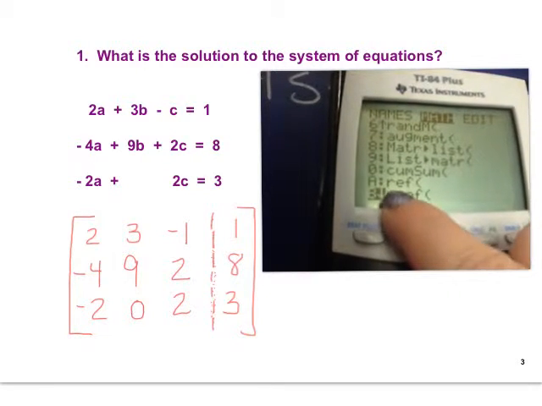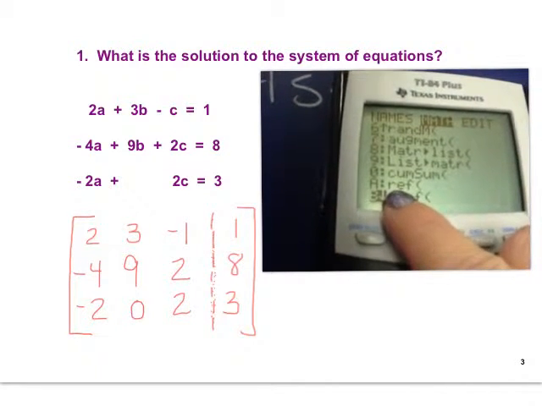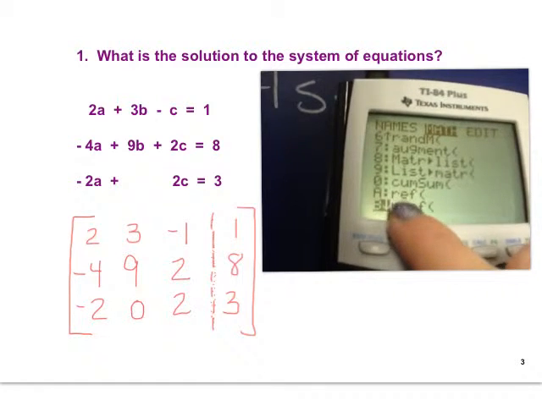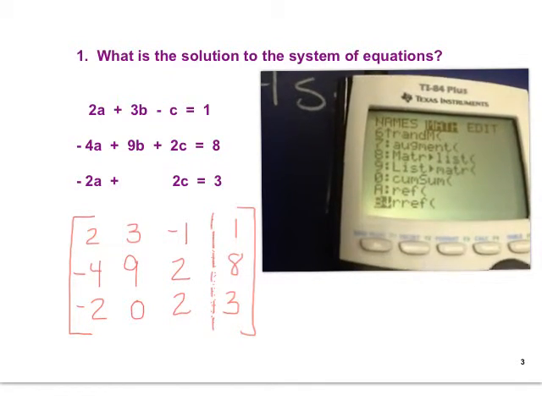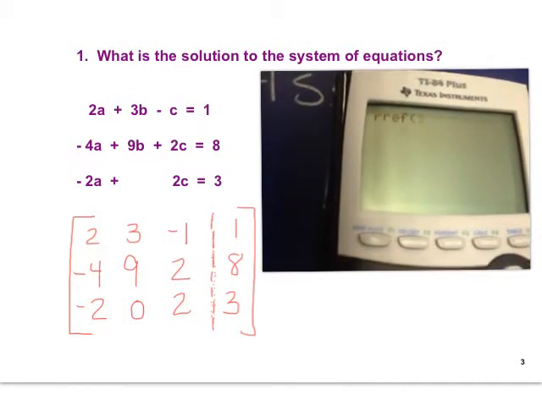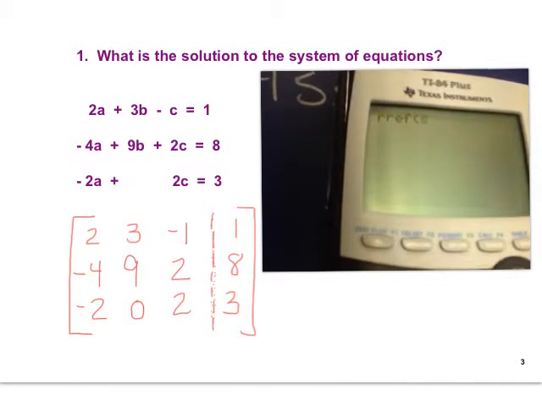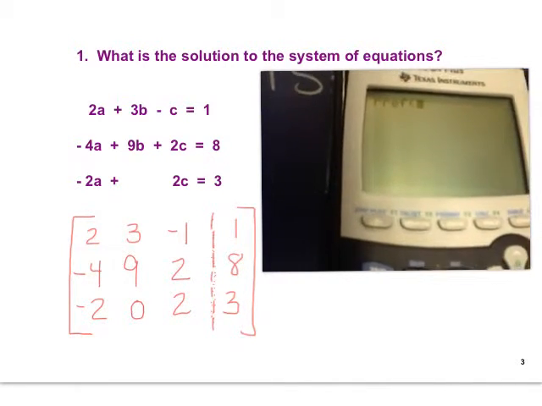Don't confuse it with REF, which is row echelon form. Nope, we don't want row echelon form. We want reduced row echelon form. So I'm going to choose that. And now I'm going to put the matrix into my calculator using my shortcut menus.